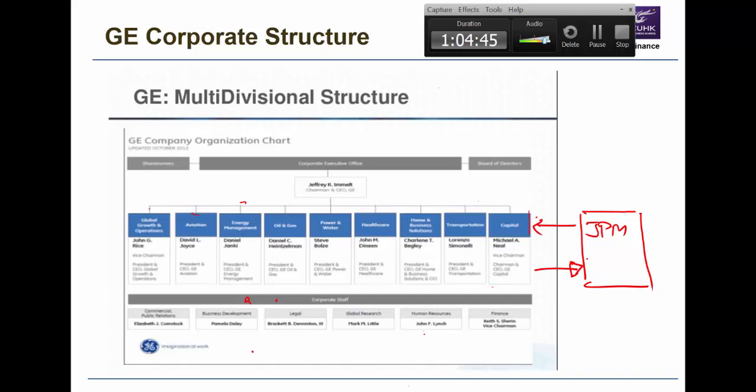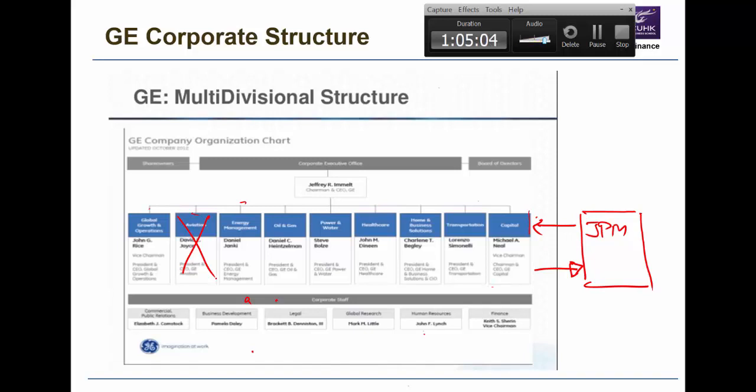And then suddenly GE Aviation has blown up. They've gone bankrupt. JP Morgan is very worried. The whole company is coming down, okay?